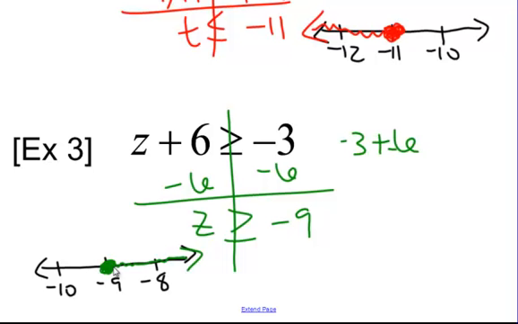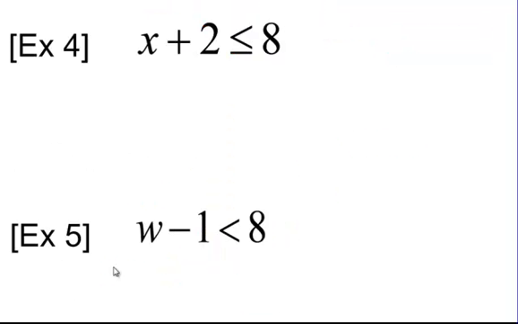Okay. Solve these just like equations, and then graph. I want you to try these two on your own.